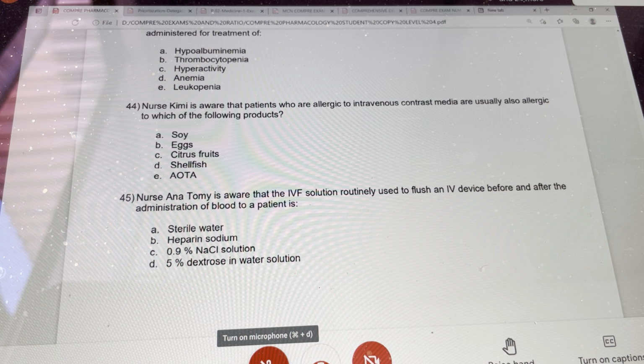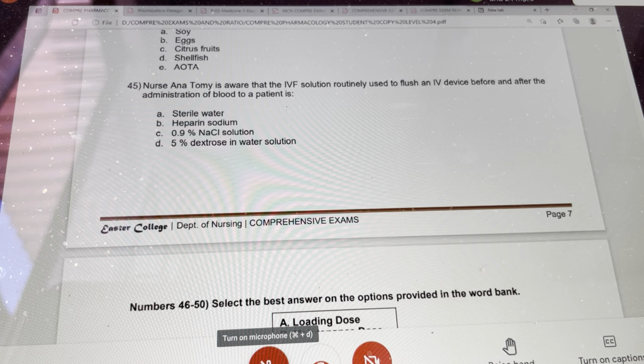So when you are taking the history of a patient with regard to any allergies, and your patient is to be or should be undergoing such a test, considering the use of intravenous contrast media, you have to ask if they have an allergy to shellfishes. Okay? Next, number 45.